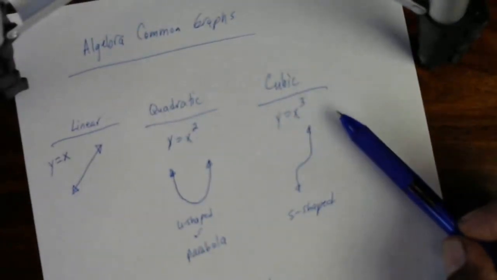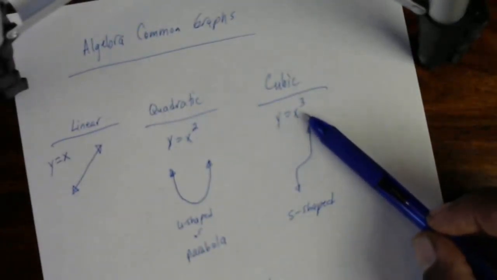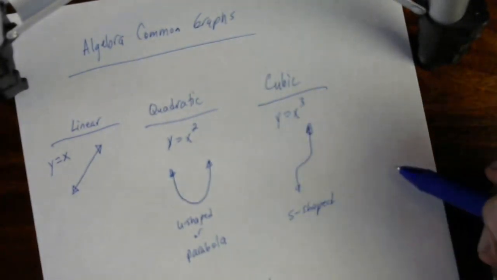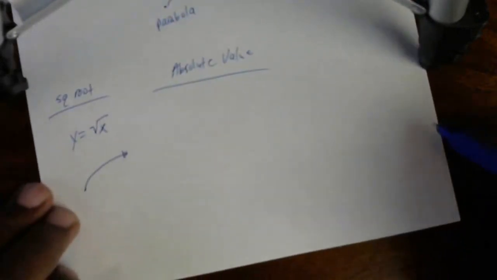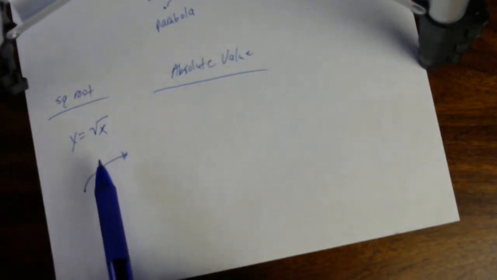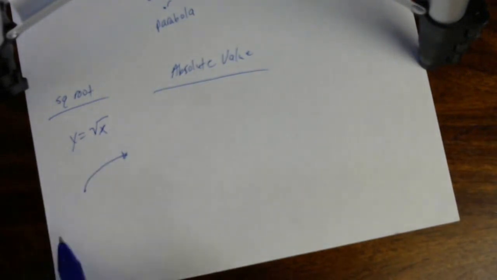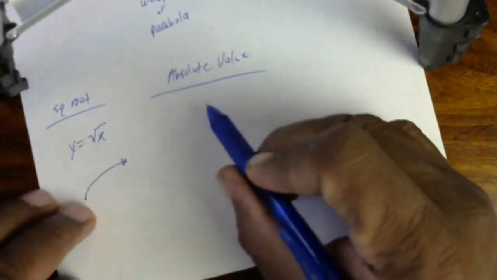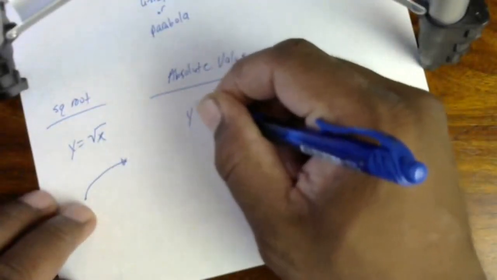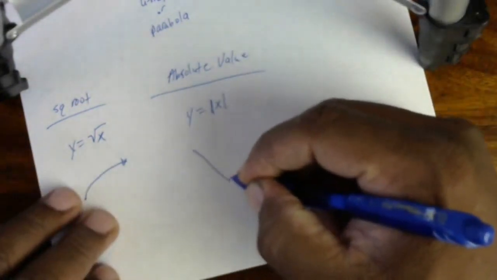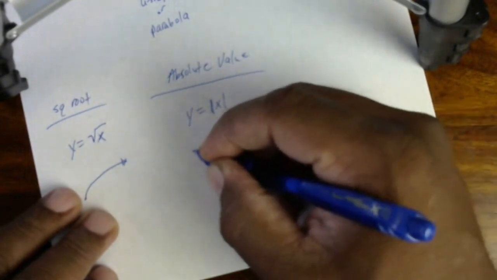Next, we have a cubic equation, y equal to x cubed. When it's graphed, it produces an S-shaped graph. Next, we have a square root function. It's in the form y equal to the square root of x, and its graph looks as such. The absolute value, when it's graphed, or its model form, would be y equal to the absolute value of x, and it produces what's called a V-shaped graph.